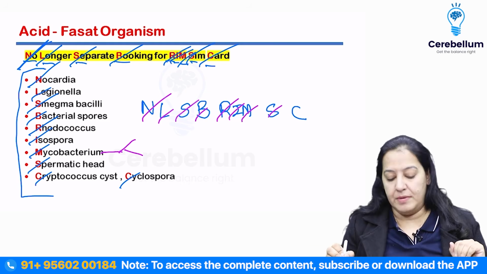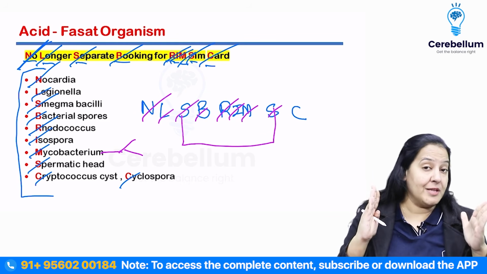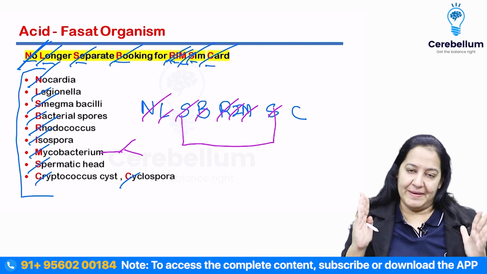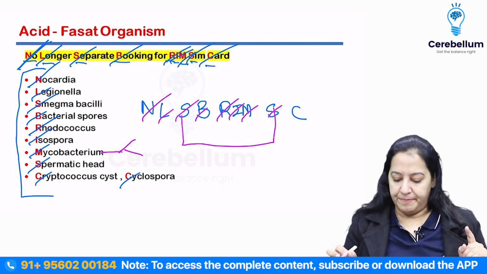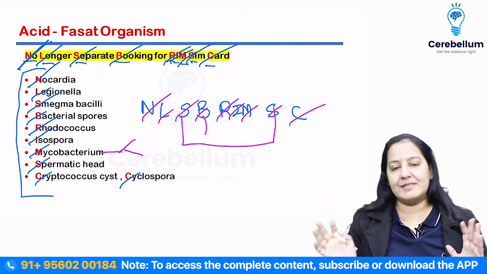S stands for sperm. There are two S, one is spore, one is sperm. You have to understand. One is the bacterial spore, right? Smegma bacilli, and another S is sperm. And B says bacteria, but it's bacterial spores. And C stands for Cryptococcus and Cyclospora.